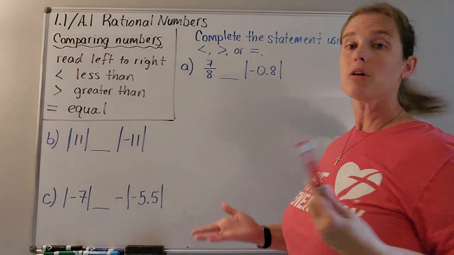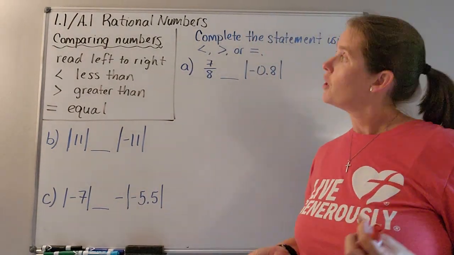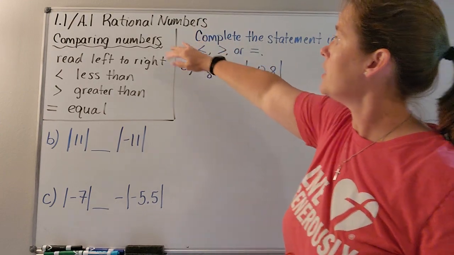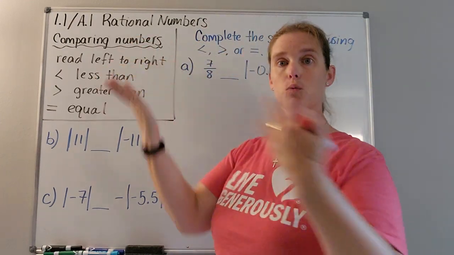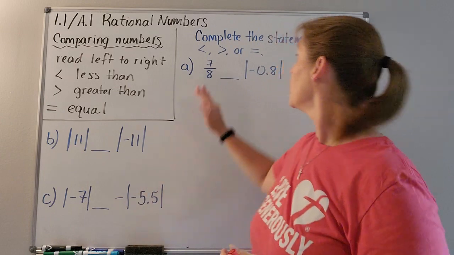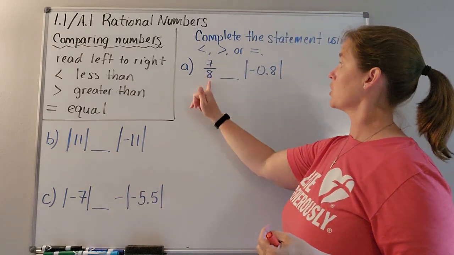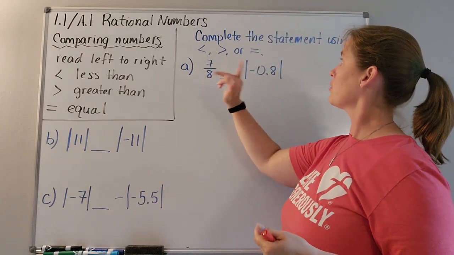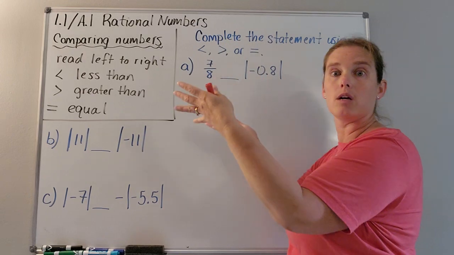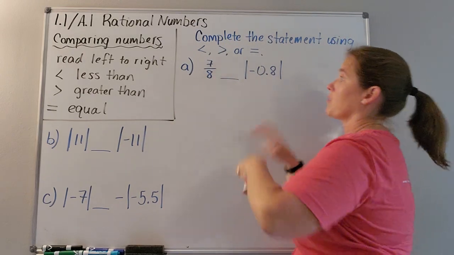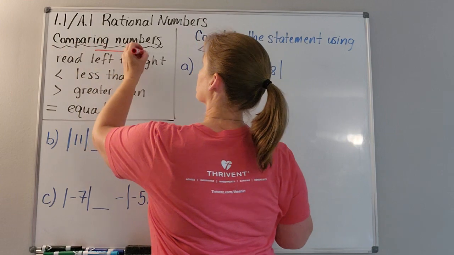Okay, now we're going to spend some time comparing numbers. So when we're comparing numbers, we need to read them from left to right. We need to read the comparison statement from left to right. So when we get over here to our examples, we're going to look at the first number and say this number is less than, greater than, equal to the right number. We read this direction. Read left to right.